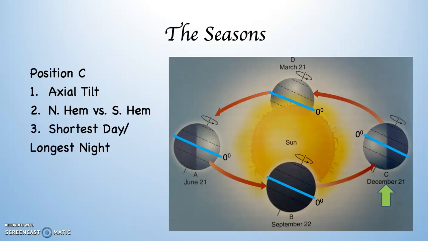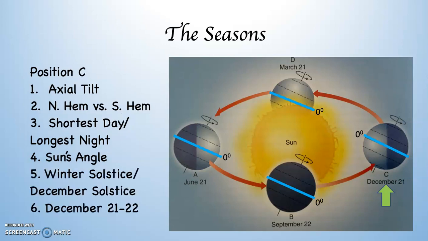This is the shortest day of the year in the northern hemisphere and the longest night of the year. Can you feel what time of the year that would be? And the sun is at its lowest angle in the sky for the year. So if you looked up at the sun at 12 noon on this day, the sun would be at its lowest angle in the sky in the northern hemisphere.